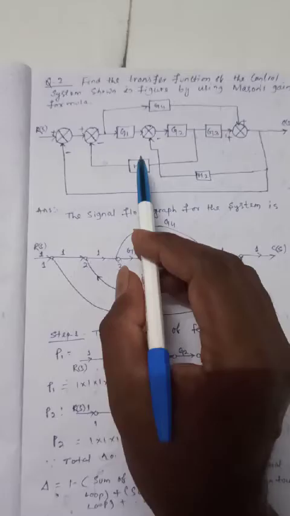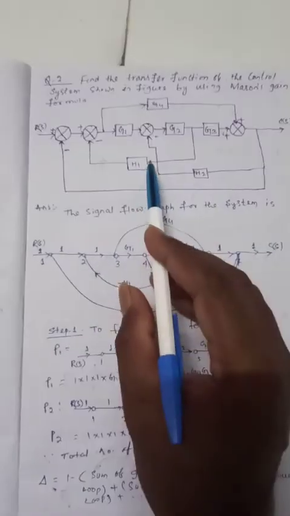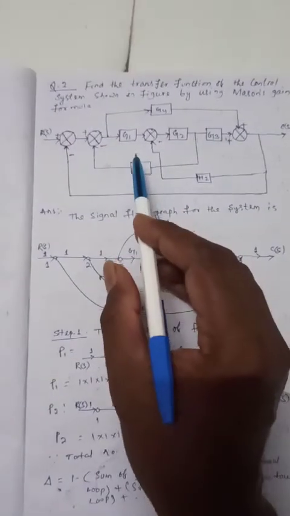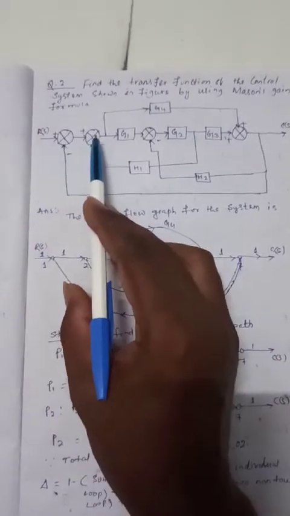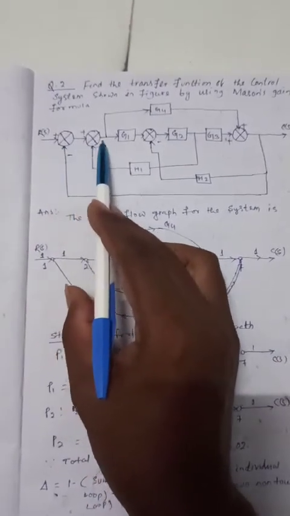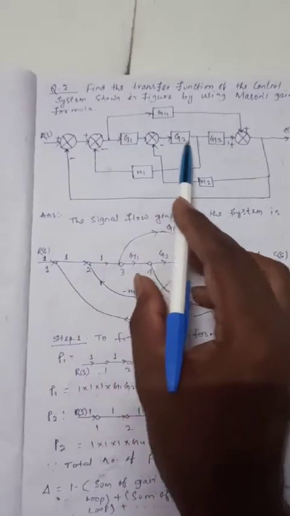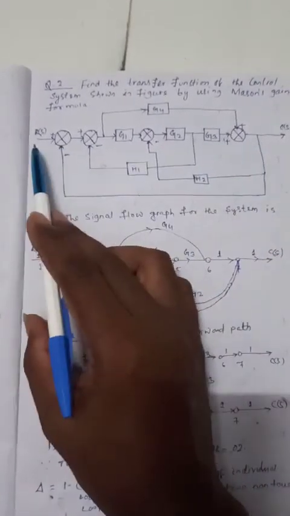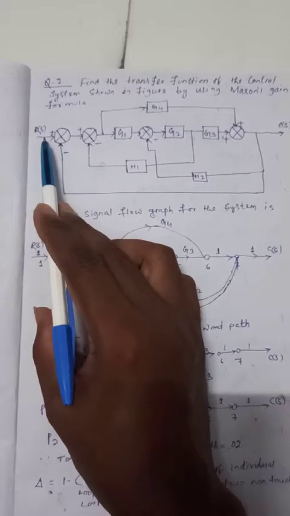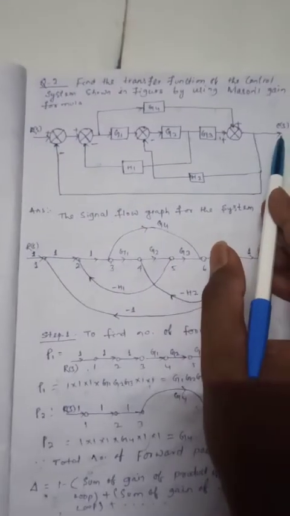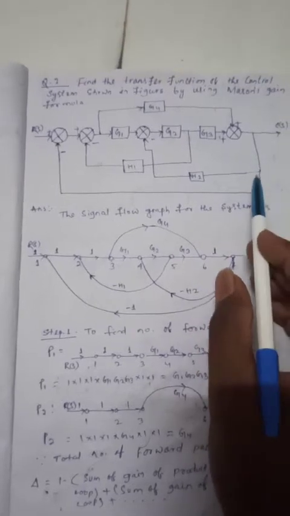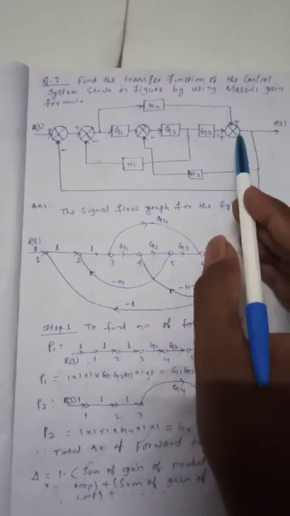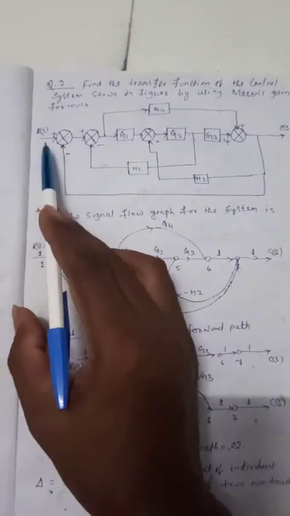So here is how to construct a signal flow graph from the block diagram. All the summing points and takeoff points are considered as nodes. Input R(s) is given to the system and output C(s) is taken from the system. The transfer function is the output to the input.